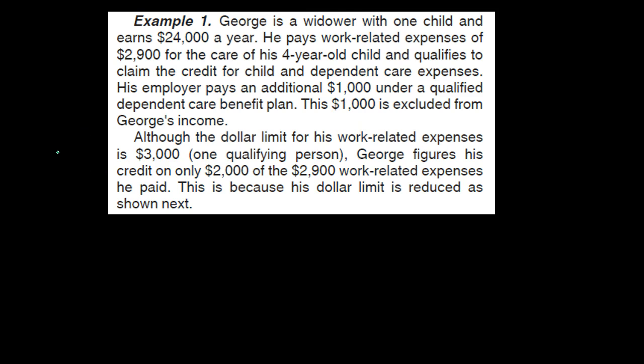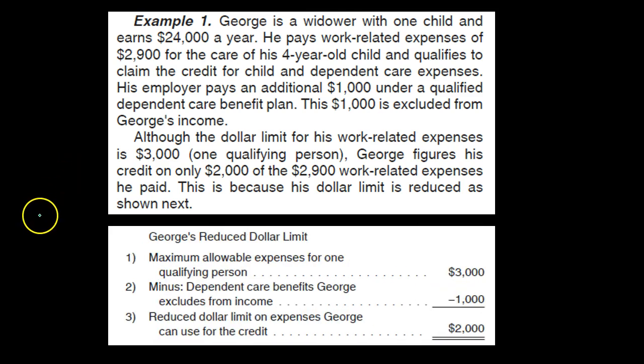Although the dollar limit for his work-related expenses is $3,000 for one qualifying person, George figures his credit on only $2,000 of the $2,900 work-related expenses he paid. This is because his dollar limit is reduced as shown next. So he had the $3,000 typical dollar limit reduced by the $1,000 that wasn't included, because he already got a kind of benefit for that from the employer, reducing the income and therefore not paying as high taxes on the income, to the $2,000, that being now the new dollar limitation.